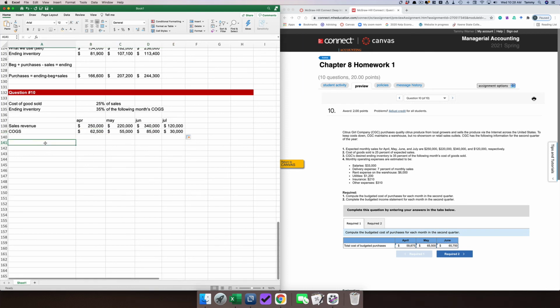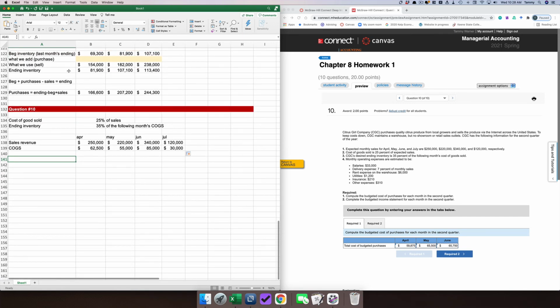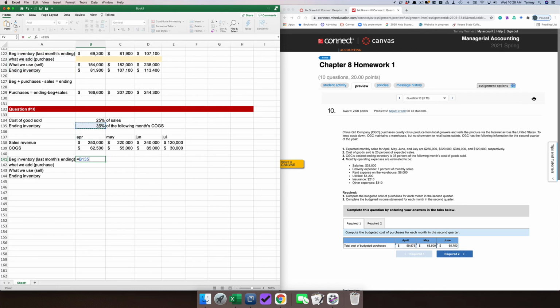So then, since we are asked first to do our cost of budgeted purchases, let's just set it up like we did before. As a matter of fact, what I'm going to do is just copy this, put it down here. Okay. Our beginning inventory is last month's ending inventory, which is 35% of our cost of goods sold. 35%. I'm going to make this an absolute cell reference because I'm getting lazy about repeating myself.